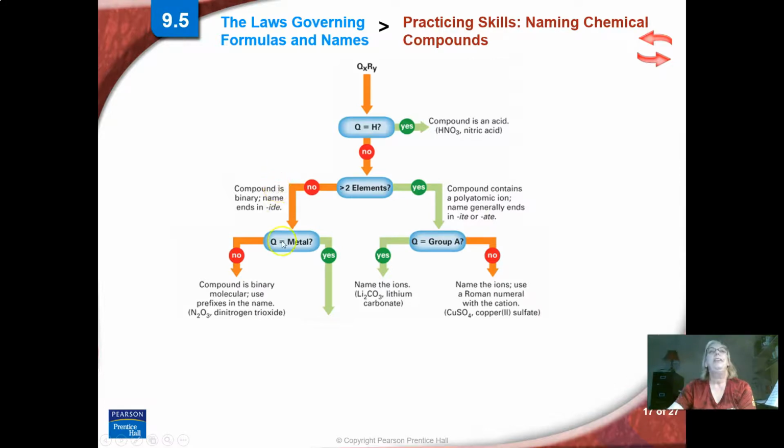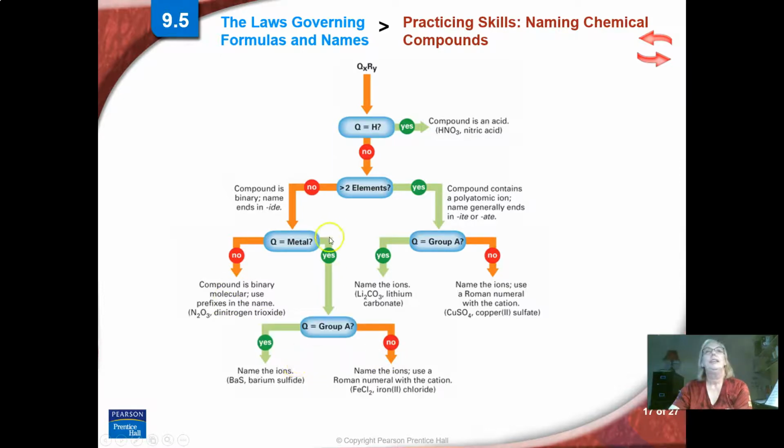If it's binary and it has a metal, then you're going to move on here. But if it's just 2 nonmetals, you're going to use the mono, di, tri, tetra, penta, all those rules for that. If you have a metal and a nonmetal, then you're going to use the ide ending.